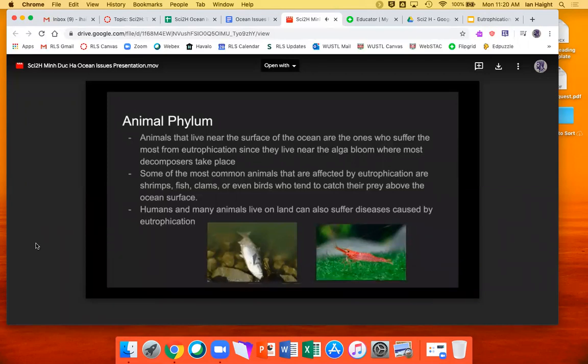Are the ones who suffer the most from eutrophication, since they live near the algal bloom, where most decomposition takes place. Some of the most common animals that are affected by eutrophication are shrimps, fish, clams, or even birds who tend to catch their prey over the ocean surface. Humans and many other animals that live on land can also suffer diseases caused by eutrophication. These two images are just some examples of animals that are affected by eutrophication.